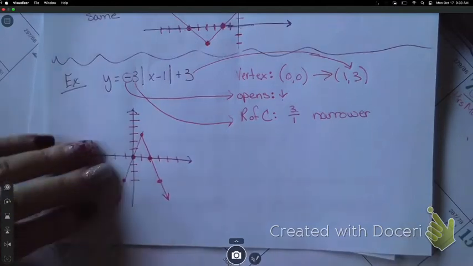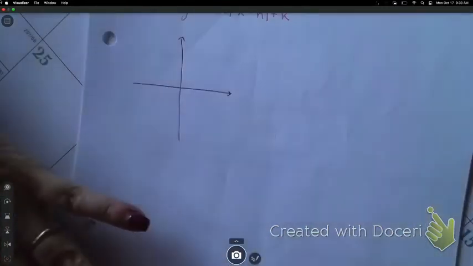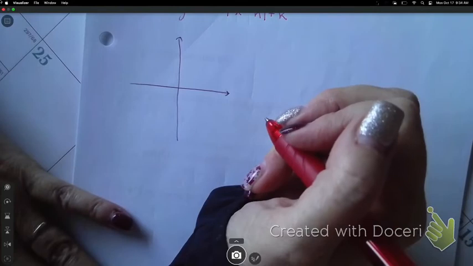Okay, so I'm going to draw a picture and then we're going to see if we can figure out the equation. We all good? You ready? Yeah.